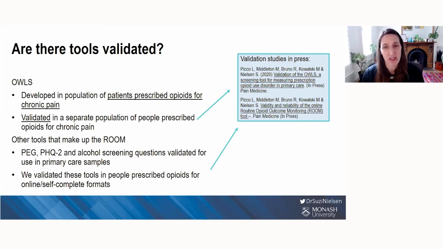So we feel fairly confident that these tools do what we expect them to do when they're used in this community, in this population. And then the other tools that make up the ROOM, the PEG, the PHQ-2, the alcohol screening question, they're all validated questions that have been widely used in primary care, but we did again revalidate these tools for self-complete format and online complete format in people who are prescribed opioids for chronic pain. And those two papers have just come out in press, and I'd be happy to share them with anyone that wants to read in more detail.